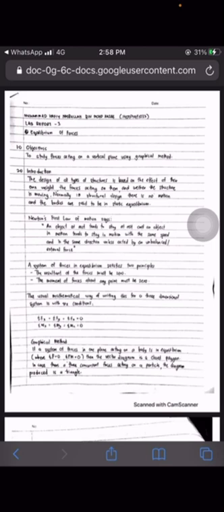Graphical method. If a system of forces in one plane acting on a body is in equilibrium, where ΣF equal to 0 and ΣM equal to 0, then the vector diagram is a closed polygon. In case there are three concurrent forces acting on a particle, the diagram produced is a triangle. Triangle of force, example number 1. These are three types of triangle of force and a mathematical method.